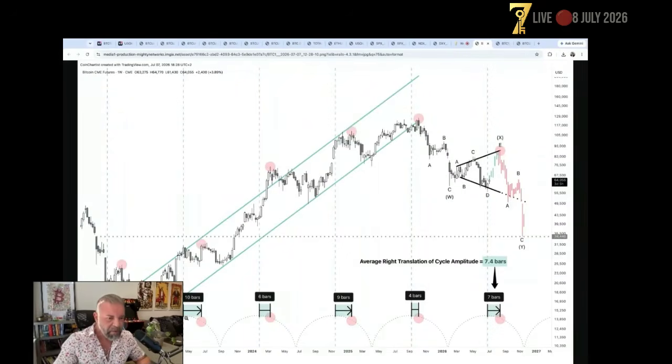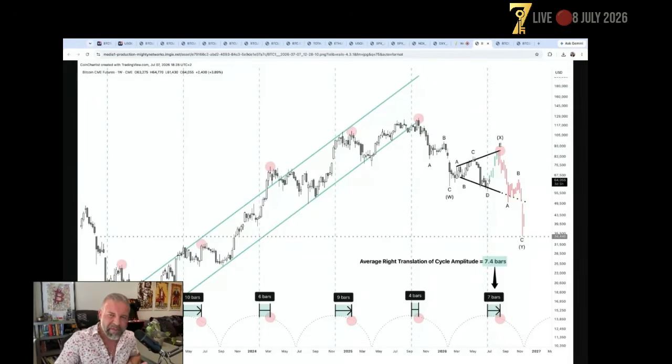Per normal cycle theory, you have your cycle amplitude, which is the middle point of these semicircles. This is the strongest point of the entire cycle, with the most momentum behind it. Because the momentum is so strong here, it can sometimes persist, so you can see it will continue to hang before it tops out and you roll over, a slight right translation of the cycle amplitude. When I took all of this and averaged it out, I got an average of 7.4 bars. Throwing that on here helps give us an idea of when this X wave may top.